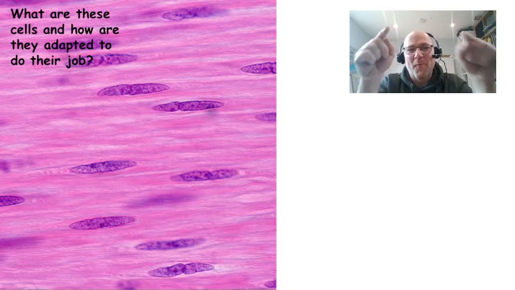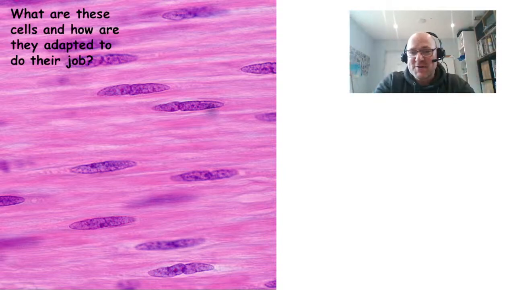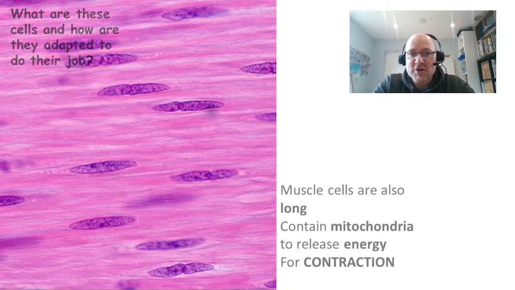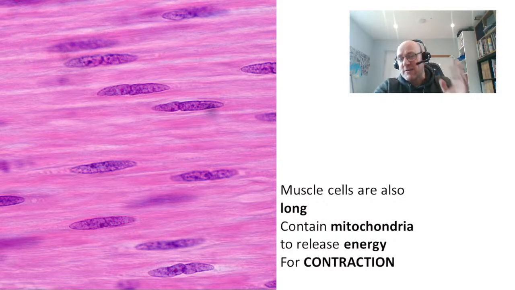What are these cells and how are they adapted to do their job? Anyone got an idea? These are known as muscle cells. Awesome, George. They're in the muscles, known as muscle cells. Why are muscle cells good at their job? Does anyone know? What's special about muscle cells? What can they do? Well, they're long and they can contract, okay? And they have lots of mitochondria for releasing energy.